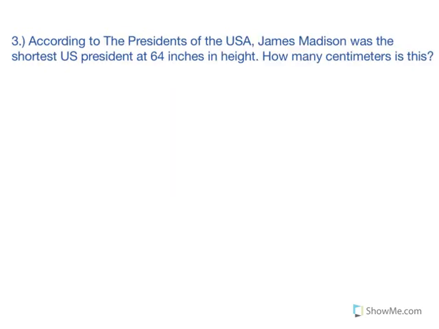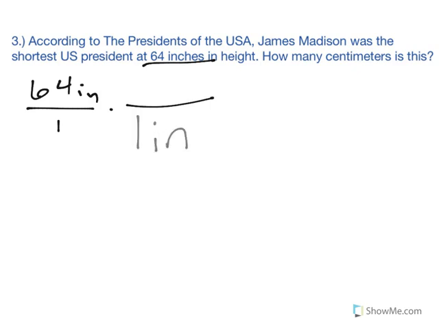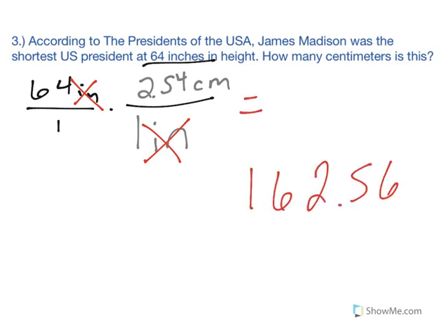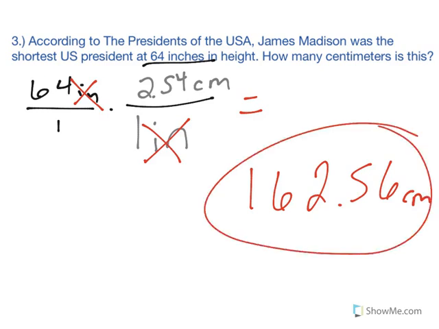According to the presidents of the USA, James Madison was the shortest U.S. president at 64 inches. Well, how many centimeters is this? Okay, well, I'm starting with 64 inches. I know from my sheet that I can go from inches straight to centimeters because 1 inch is 2.54 centimeters. So, inches in the bottom, inches in the top. 2 numbers in the top, I simply multiply, and I have 162.56 centimeters.